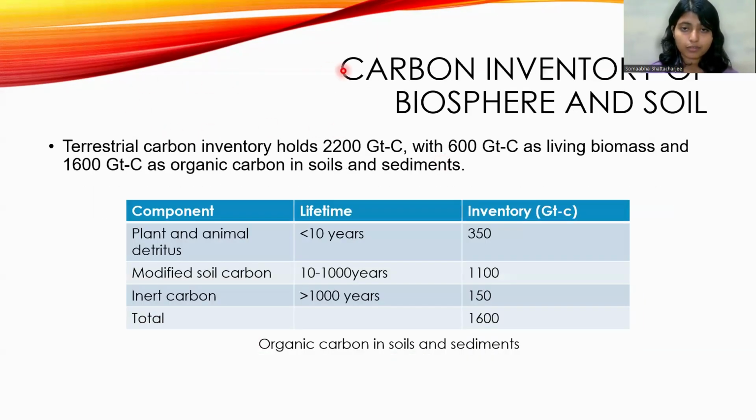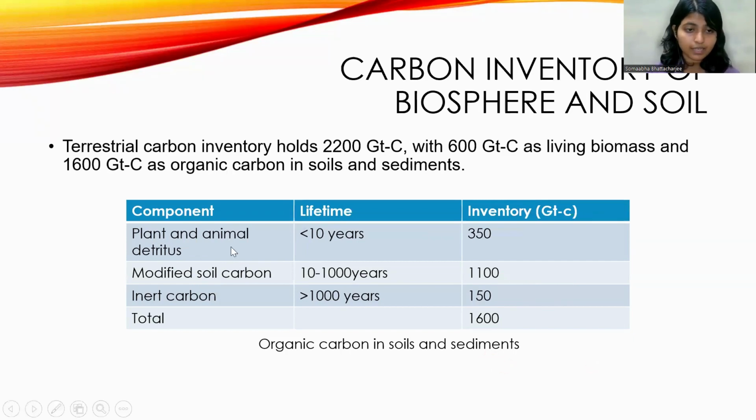Now let's move forward. Now we have the carbon inventory of the biosphere and soil. The terrestrial carbon inventory holds 2200 gigatons of carbon, with 600 gigatons as living biomass and 1600 gigatons as the organic carbon in soil and sediment.